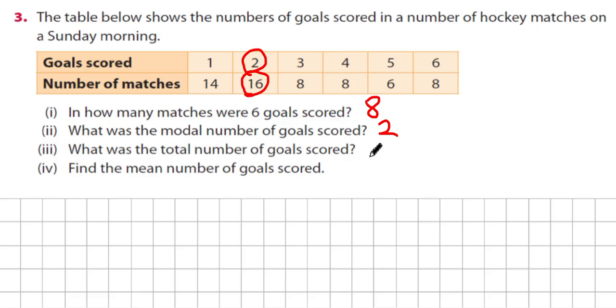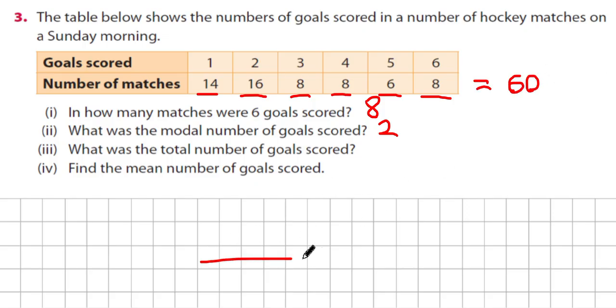What was the total number of goals scored? Now this is tough. The total number of goals scored. You ready? How many matches was there? Let's have a look. 14 matches, 16 matches. That's 30, 38, 46, 52. There's 60 matches, guys. Okay? 60 matches. Now, here's what's going on.